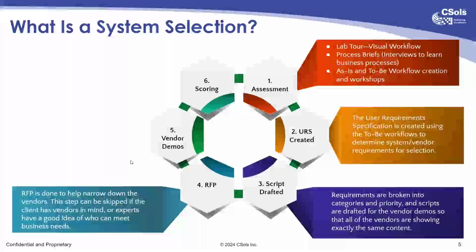Up next, we have our RFP. So the RFP is done to help narrow down vendors that we want to bring in for those demos. This step can be skipped if you as the client already have vendors in mind that you would like to bring in, or experts can help give you a good idea of who can meet your business needs. So sometimes CSols will be able to say, hey, we think you should see this software, this software, and this software, instead of doing the RFP process.